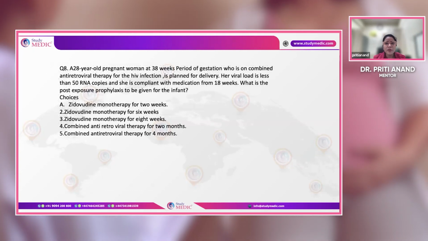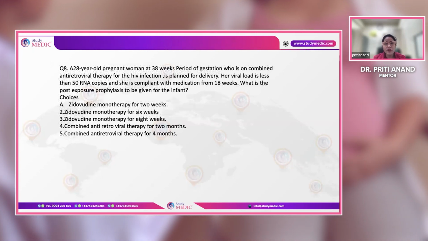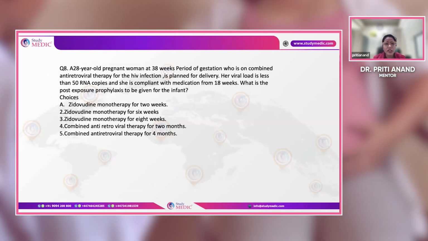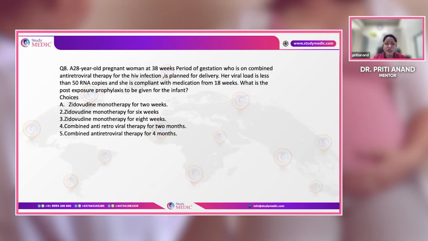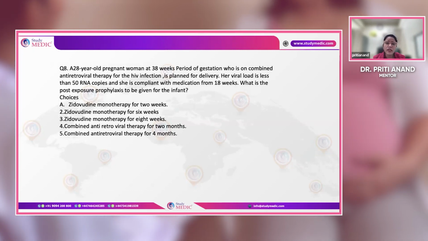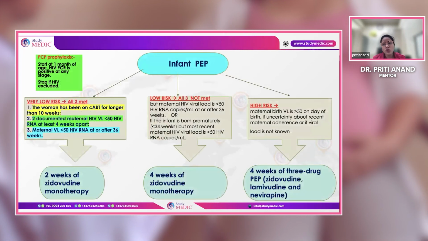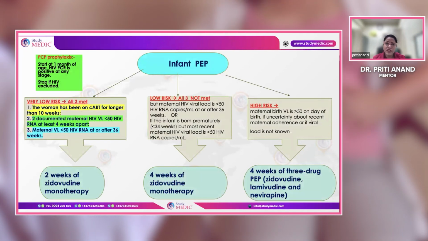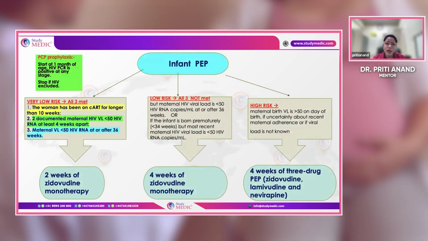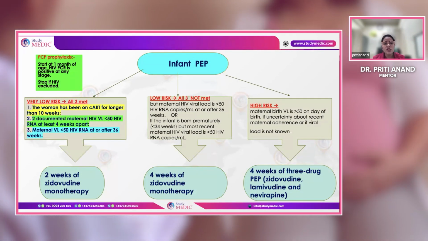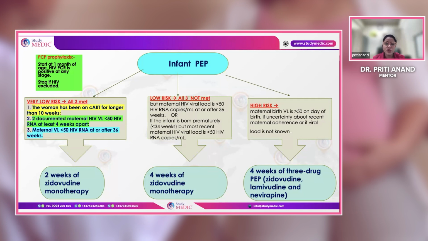A 28-year-old, 38 weeks pregnant, is planning for delivery. Her viral load is less than 50. She has been compliant with medication from 18 weeks of her pregnancy. What is the post-exposure prophylaxis of the infant? Again, here the babies are divided into very low risk, low risk, and high risk. Mothers who have taken ART for more than 10 weeks in pregnancy, with viral load 4 weeks apart less than 50 and recent viral load also less than 50, their babies require monotherapy with zidovudine for 2 weeks.